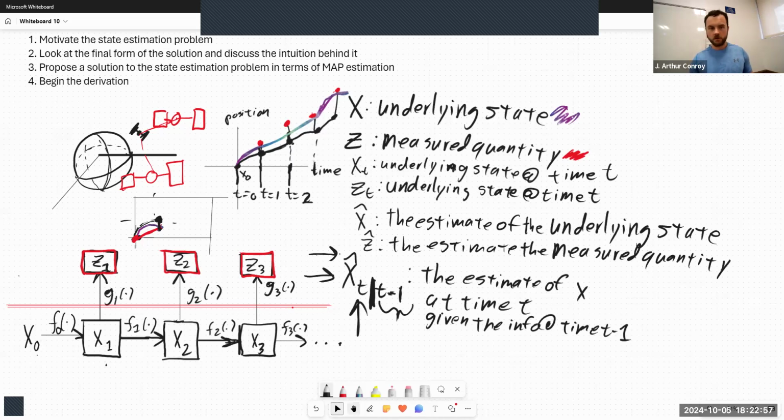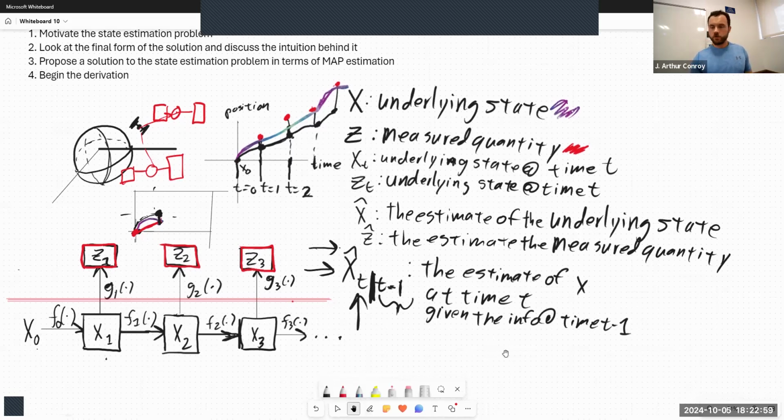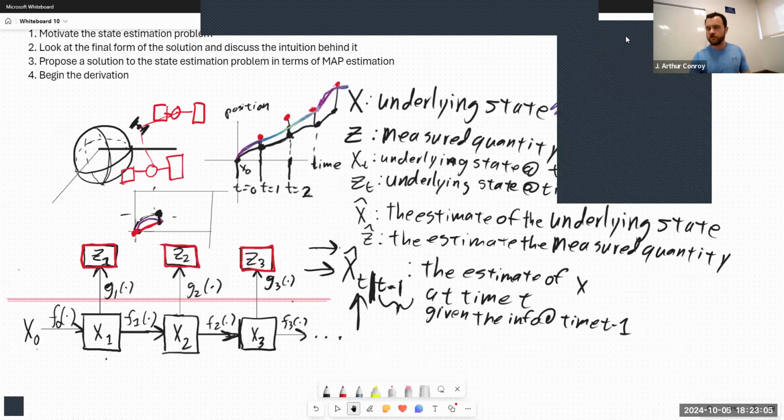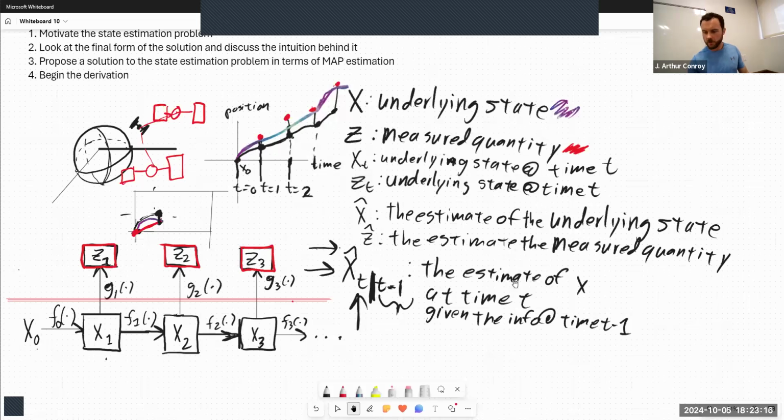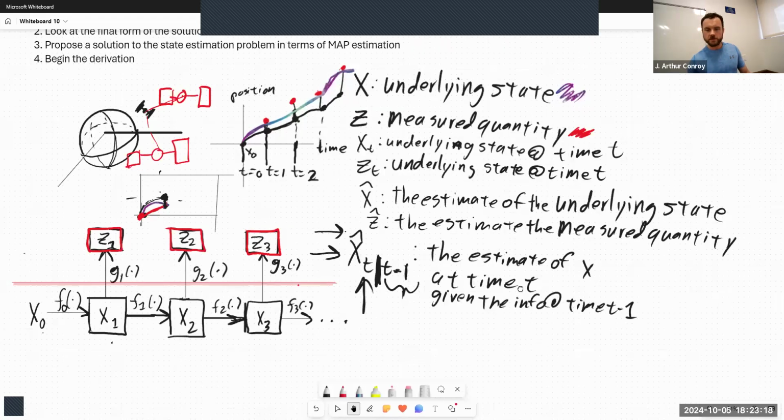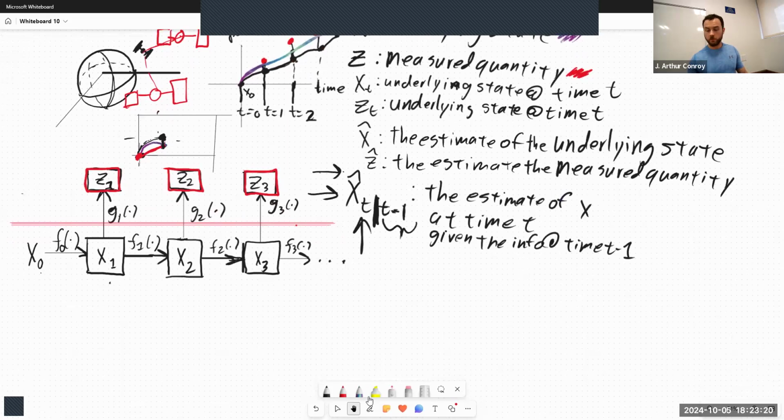Now, I want to show you the form of the solution, and I believe it'll be elucidating if we go through and discuss the intuition behind it. All right. So the solution we're pursuing in this lesson is going to be of this form.